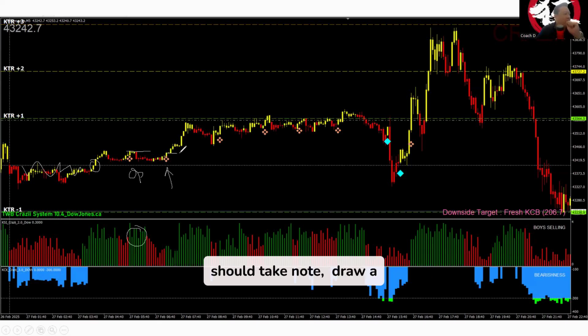Then after that, we saw another new 4 diamonds appear on the screen, and this is where you should take note and draw a line. You can see immediately you had the blessing of the KSI at the bottom, the blessing of the KCX at the bottom. Hence, that was a buy. So the market went up all the way, but apparently it missed.